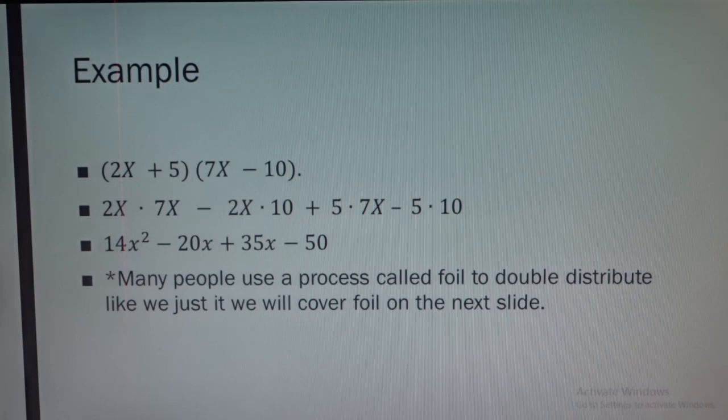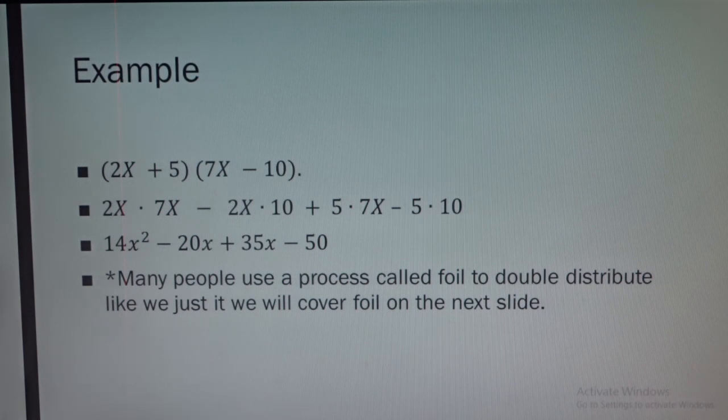Here's the second example of distribution. When we distribute, we have (2x + 5)(7x - 10). We're going to distribute both terms in the first parenthesis to each of the terms in the second parenthesis. We're going to start with the 2x. We're going to multiply 2x times 7x and 2x times negative 10. Then we're going to distribute the 5. We're going to multiply the 5 times 7x and multiply the 5 times negative 10.